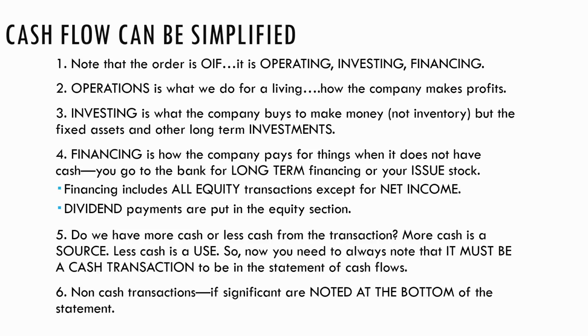So, number one, OIF. Operating, investing, financing. It's just one of those things we have to memorize. Operating is what we do for a living. And yes, you've seen this before: profits, net income, income statement, right? Investing is what you do to be able to make money. And this is not buying of inventory, though. It's fixed assets, and we sometimes refer to these as property, plant, and equipment. And the abbreviation you're going to see later in the semester is PP&E.